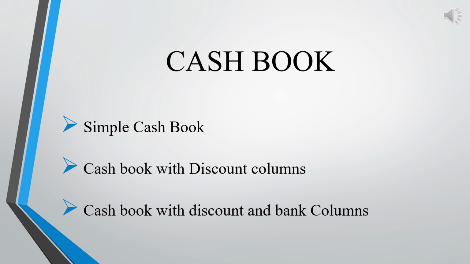Next, an additional column for discount is added along with the cash column, which is also known as double column cash book or cash book with discount column. On the debit side, cash discount allowed to debtors will be entered, and on the credit side, discount received from creditors will be recorded. The final type of cash book has a further column, where payments or receipts made through cheque will be recorded in the additional column. In common, the cash book with discount and bank column, or triple column cash book, will be maintained in the organization.